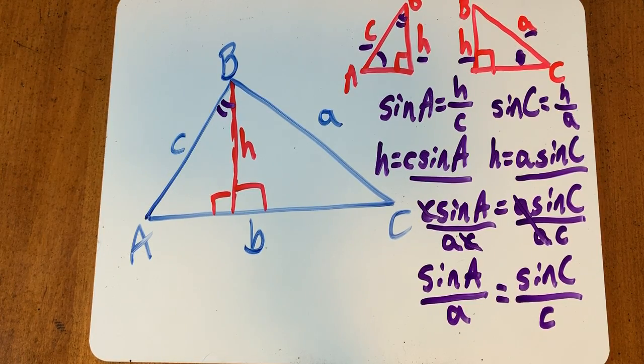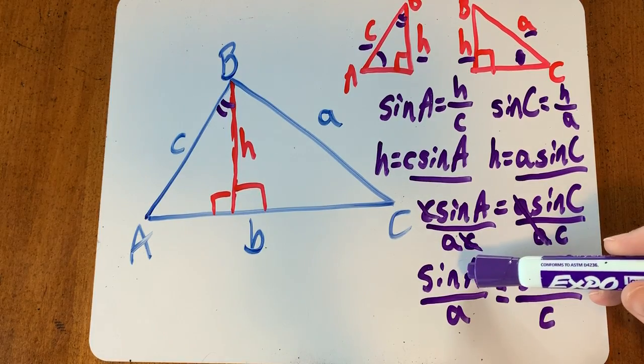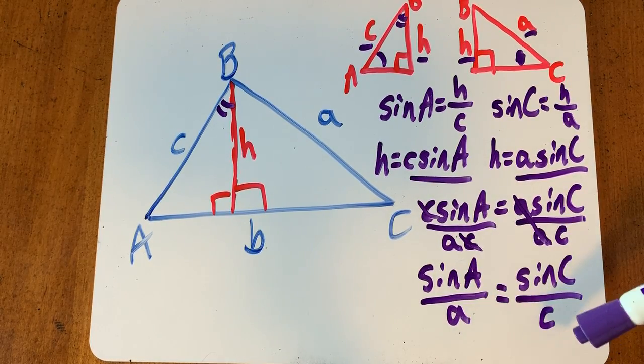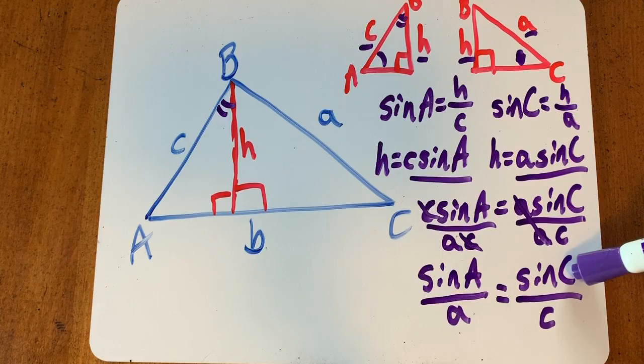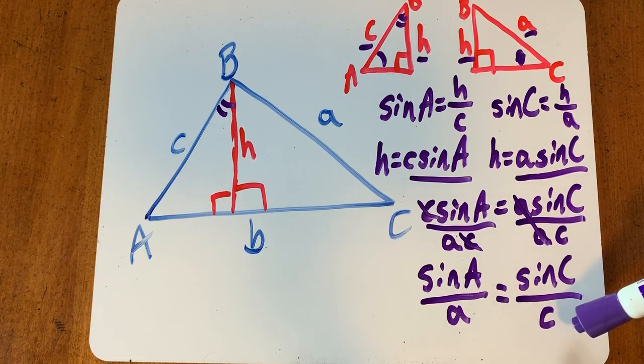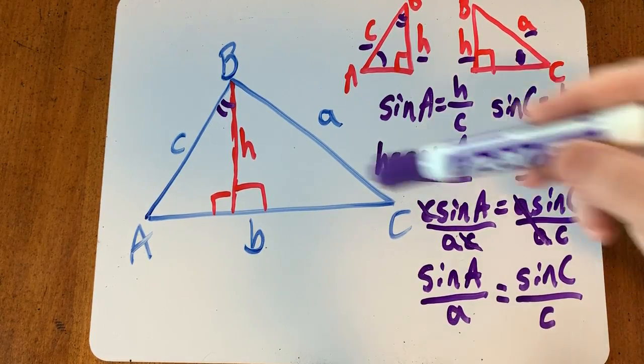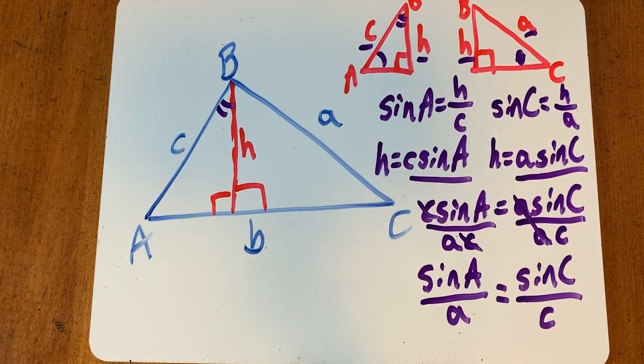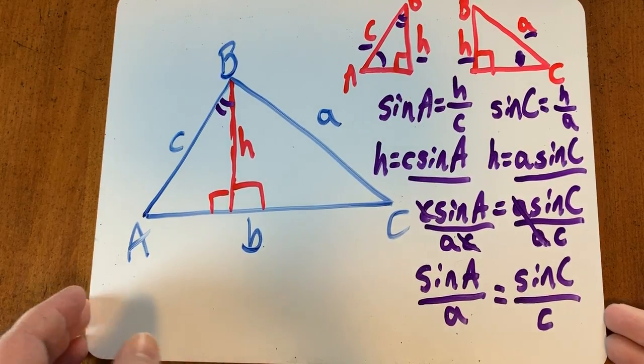Oh, that's cool. So the sine of an angle over its opposite side is equal to the sine of another angle over its opposite side. Unfortunately, this doesn't help us with B. So let's try and take this same exact triangle, that same triangle ABC.